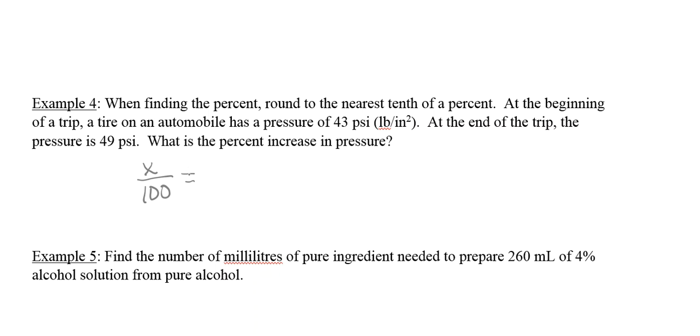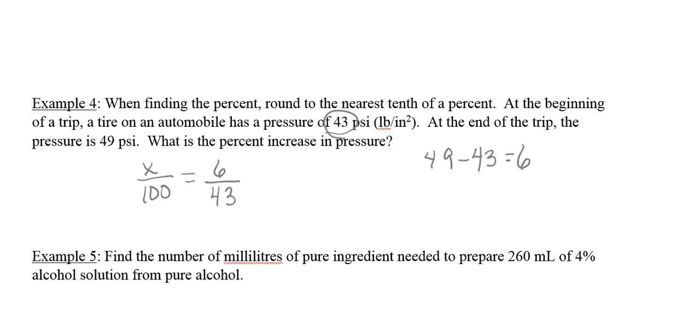And so at the beginning of the trip, it was 43. At the end of the trip, it was 49. Now it changed, right? It went from 43 to 49. It increased. So how much increase was that? 49 minus 43 is 6. So it increased 6. What did it start with? Because these are always out of what they started with, which is out of 43.